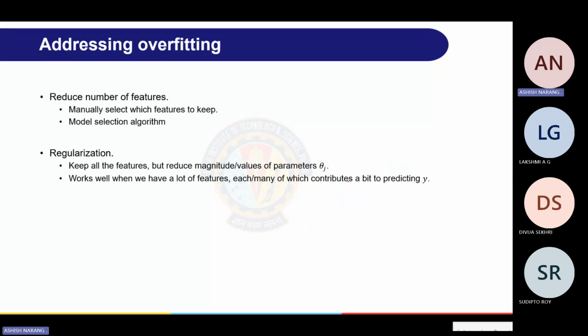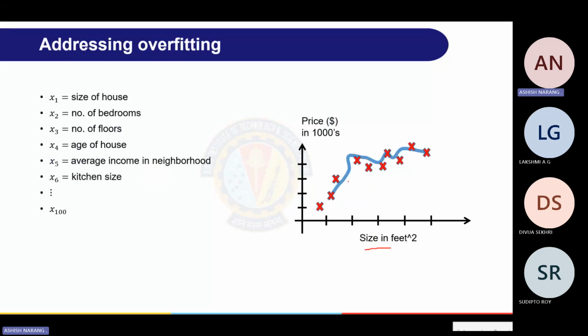So how to address overfitting? When I have so many features, it might be possible that it is memorizing each and every feature in the training data, right? But there are certain irrelevant features that could be there, such as average income in the neighborhood. This may not be very relevant, right?